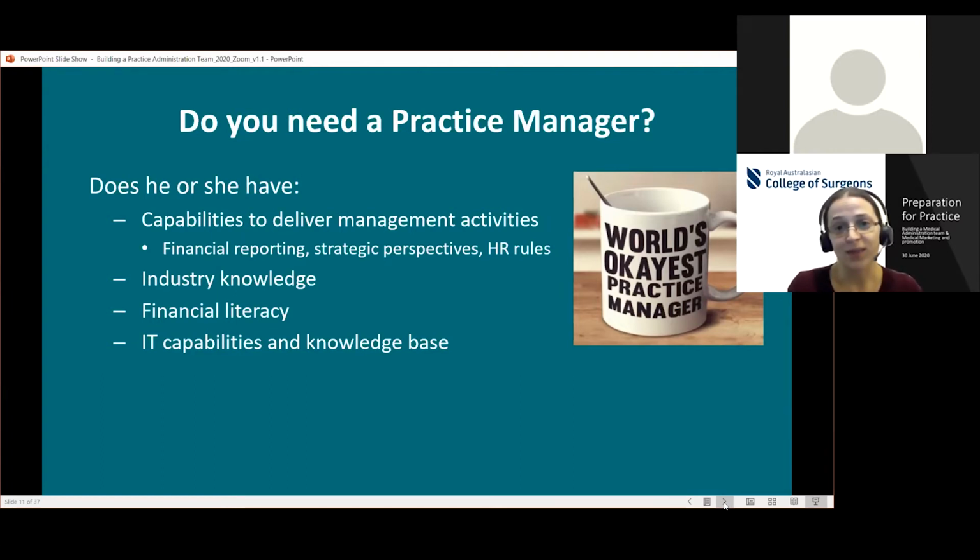Definitely need someone who's familiar with HR rules. If you're hiring people, HR is going to become a huge part of your life, and a practice manager who's very up to date and experienced with managing people and understanding human resources will be really valuable. You want someone who's got industry knowledge, because that is quite different industry to industry in terms of some of the things that you're going to need to know. And you definitely want someone who's got IT capabilities, a good knowledge of IT, and also a good capacity to pick up and understand IT and how different systems interact with each other. And we'll look at that a little bit further later.